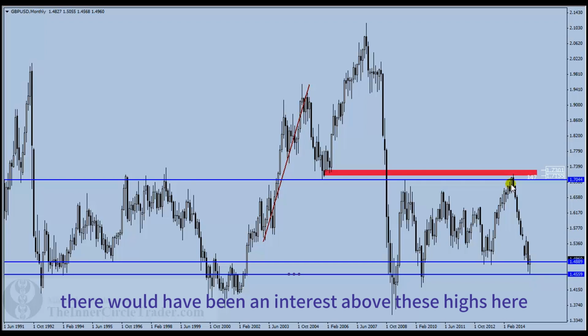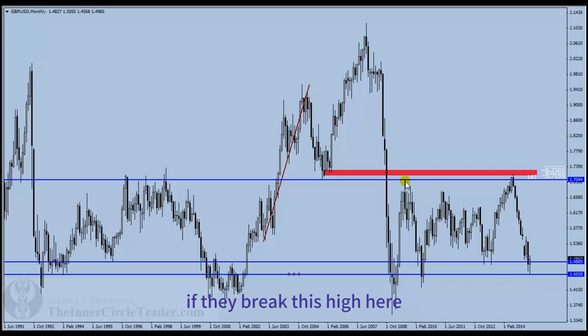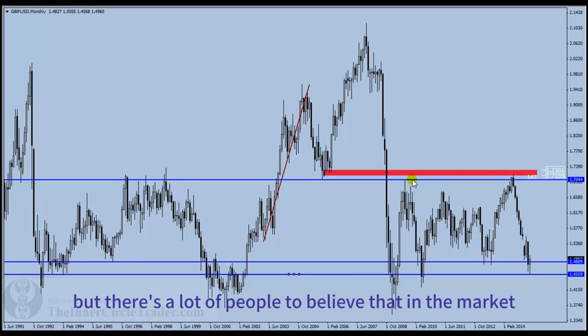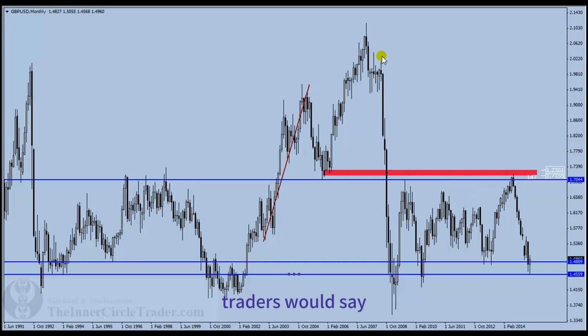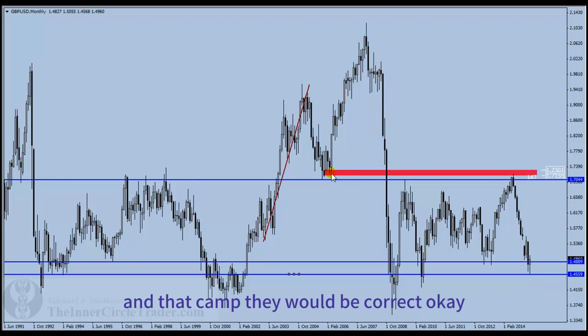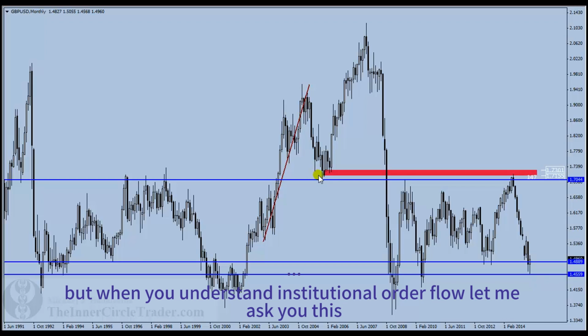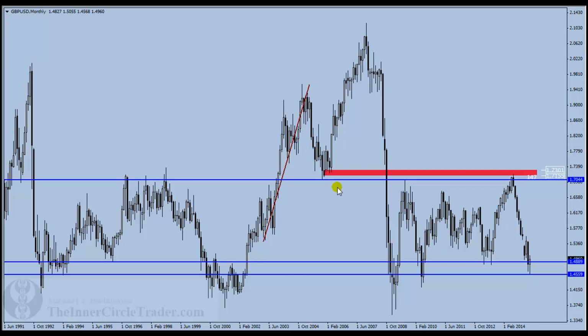But when you understand institutional order flow, let me ask you this: does this high and this high have any institutional significance other than the fact that there would be buy stops above it in here as well? No, because all we have here is a big range. We have this really big range in here. So you've got to cut through that range and find out what the previous institutional structure is right here. Boom. You've got to go through candles to find out where price is most likely heading.